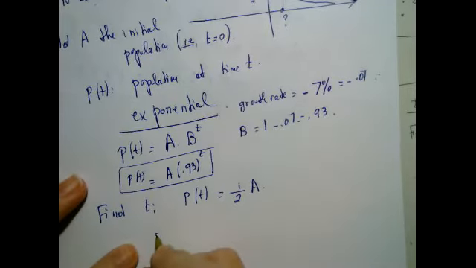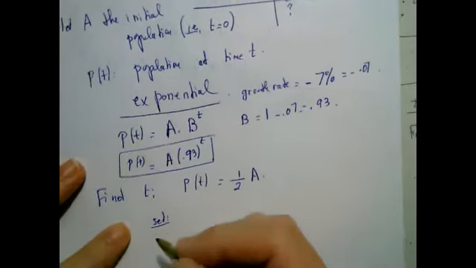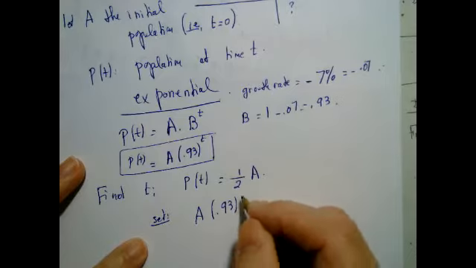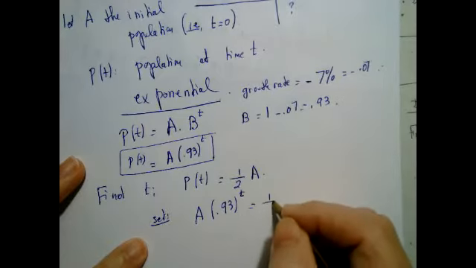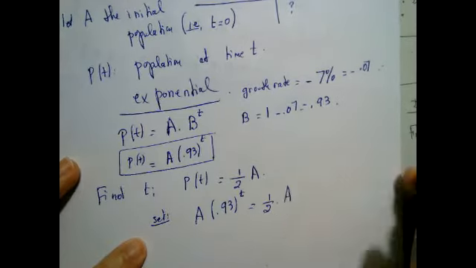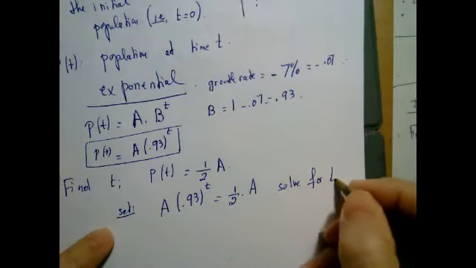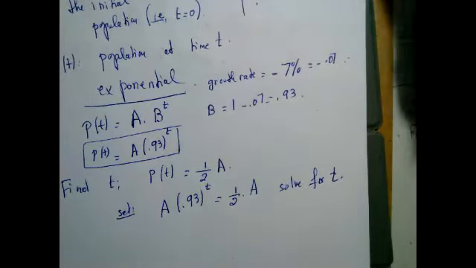So how do we do that? We're going to set the population equal to half A and solve for t. Right?